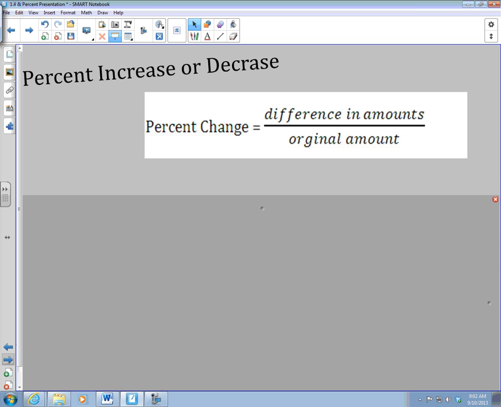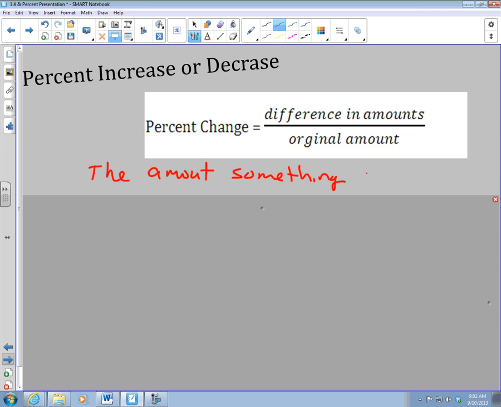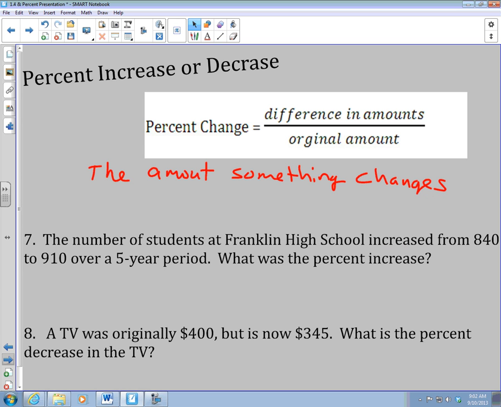Percent of change. Okay. Percent of increase and percent of decrease. Basically, percent of change is the amount something changes. That's what we're looking for, and we're looking for the percent of that. So the way we're going to do it is this. Take your original amount, and that always goes on the bottom, and then take your original amount and the new amount and subtract them, and that would be your difference, and that's what's going to go on top.